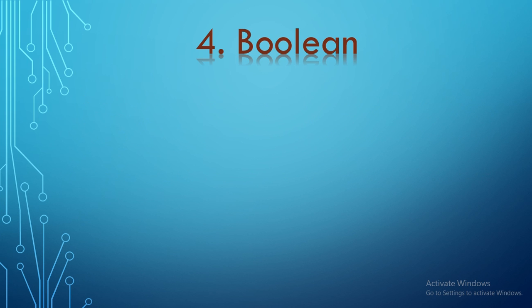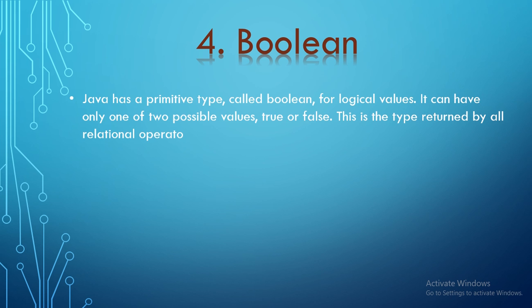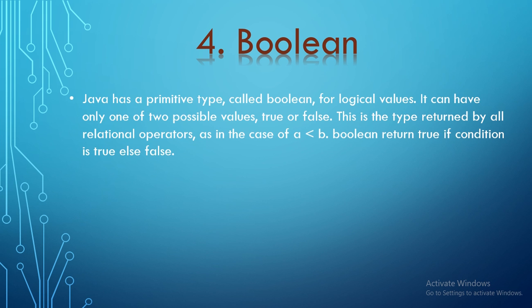Fourth and last one is boolean. Java has a primitive type called boolean for logical values. It can have only one of two possible values, true or false. This is the type returned by all relational operators. As in the case of a > b, boolean returns true if the condition is true, else false.